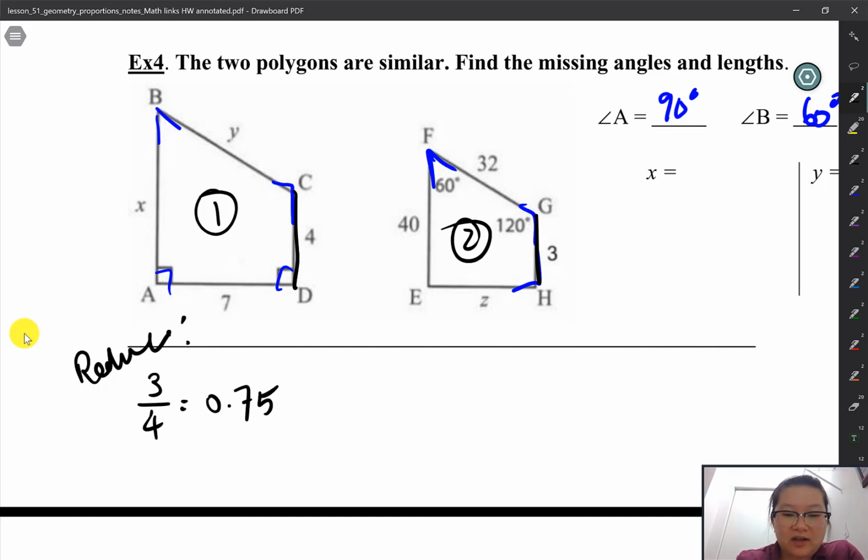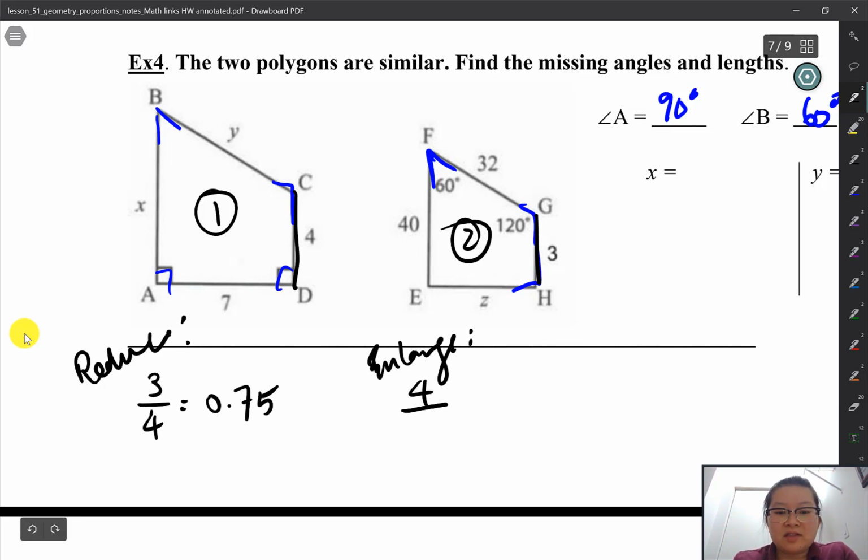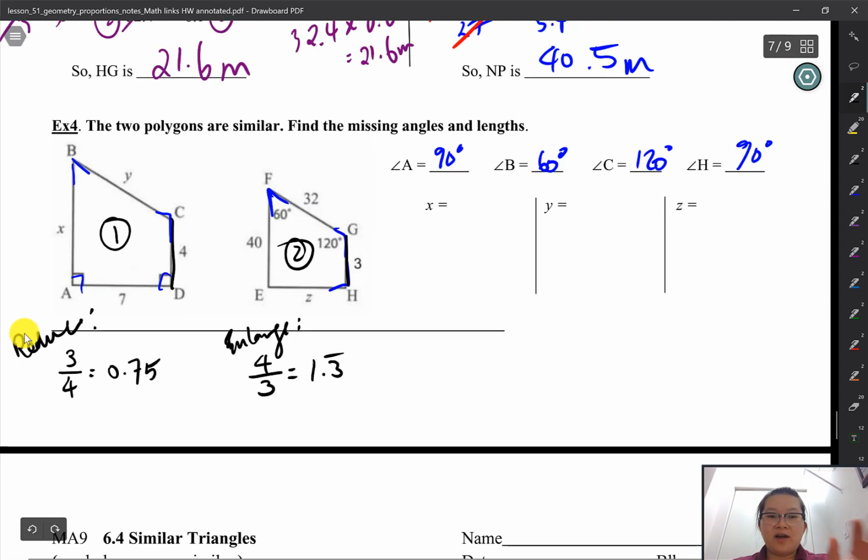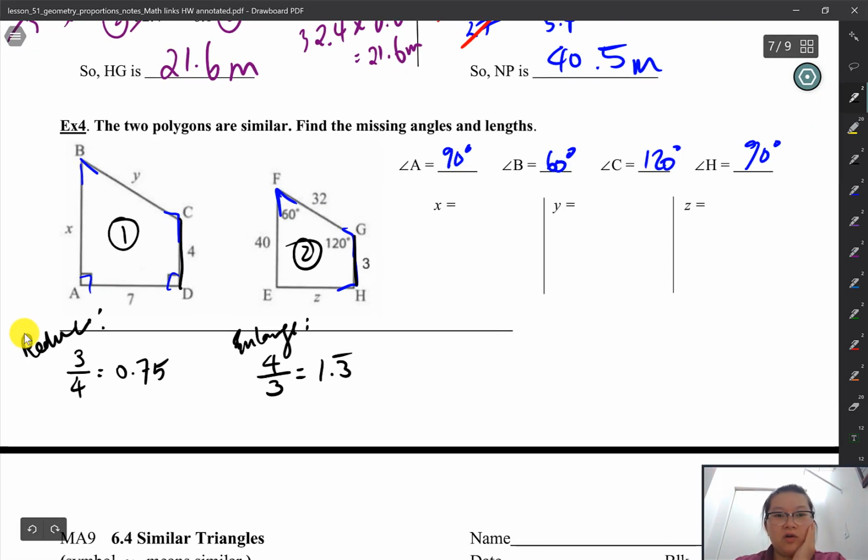If I have an enlargement, which is going from polygon number 2 to polygon number 1, I get the opposite. I have the larger polygon on top, which is the 4, and the smaller one on the bottom. This is going to give me 1.333 repeated, in which the fraction works a little bit better. So that's if you want to use a scale factor method. But the notes will probably show you something else, so I'll show you both ways.